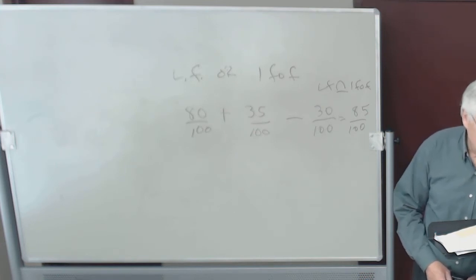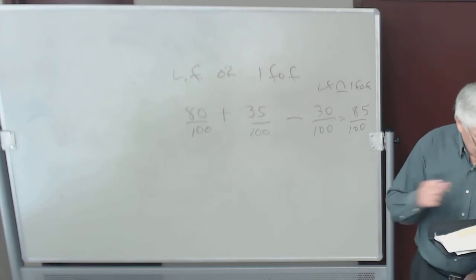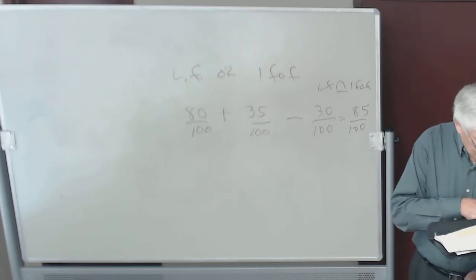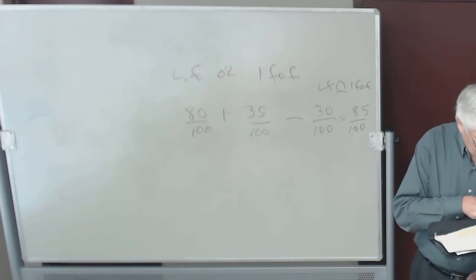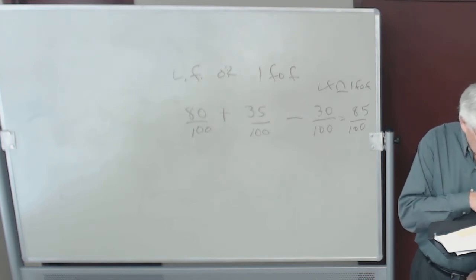Did that make sense what I just did? I took the long forms and then it said incorrect, but I don't count the incorrect long forms again. So I take the 80 plus the 5 over there under short form.